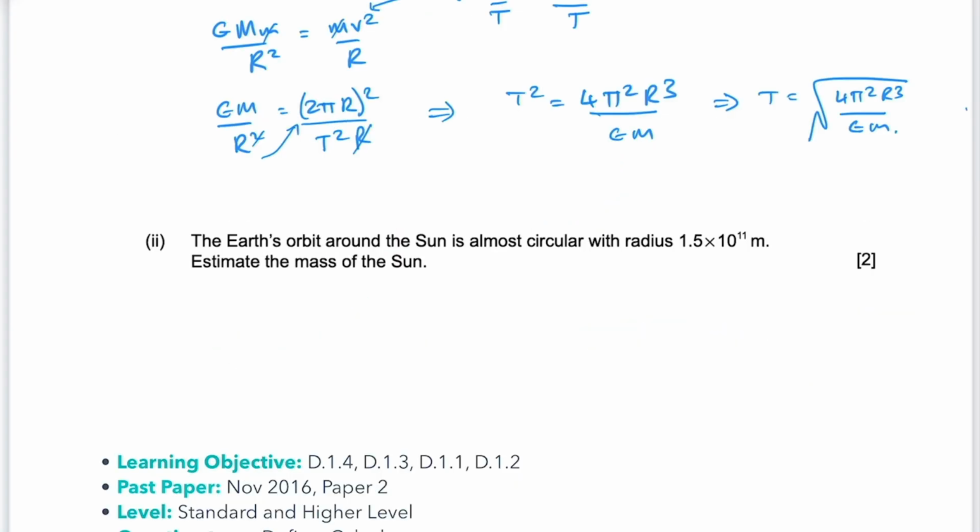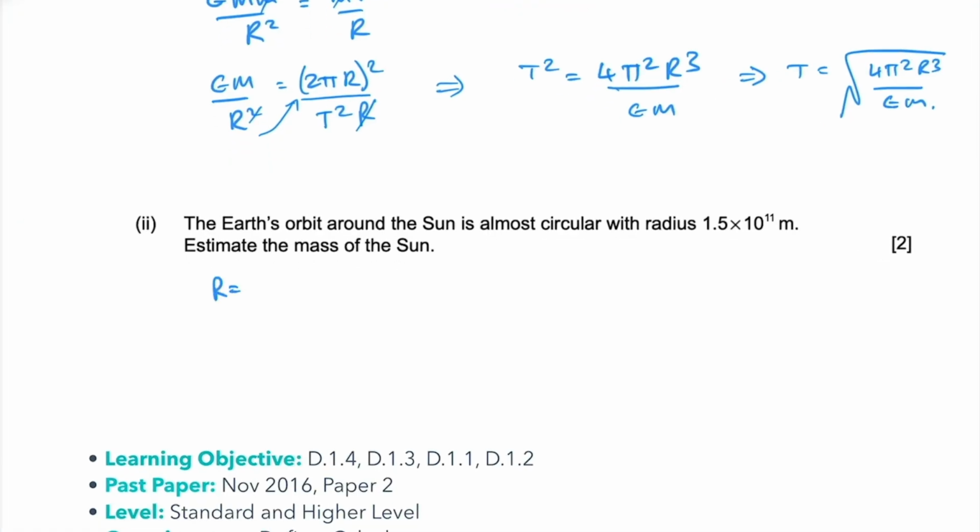Question 2. The Earth's orbit around the sun is almost circular with a radius of 1.5 times 10 to the 11 meters. Estimate the mass of the sun. We want to know what M is. Right, okay, well, we've almost got everything. We've got radius, check, pi, 4, G, everything's there, apart from the time period. Okay, what's the time period of the Earth orbiting the sun? Well, it's 1 year. We can't put it into years, we have to have it in seconds.